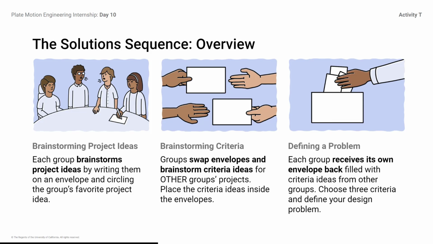The solution sequence overview. Review the parts of the activity. Brainstorming project ideas. Each group brainstorms project ideas by writing them on an envelope and circling the group's favorite project idea. Brainstorm criteria. Groups swap envelopes and brainstorm criteria ideas for other groups' projects. Place the criteria ideas inside the envelopes.